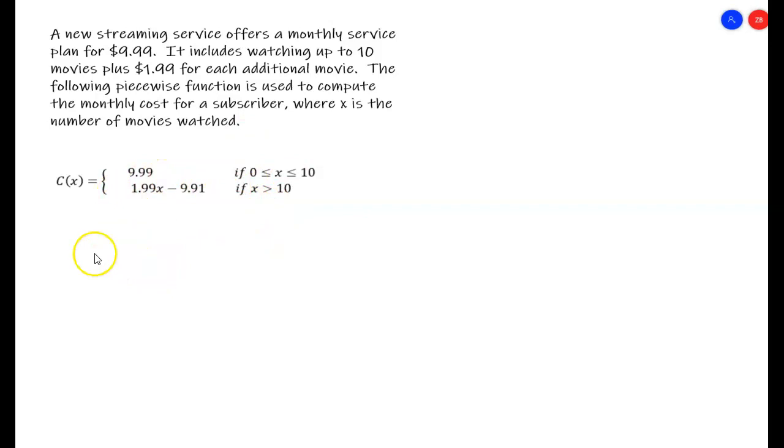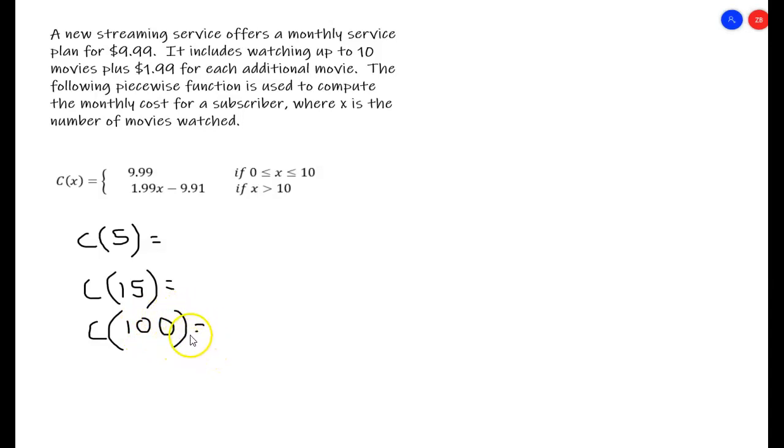So let's look at a couple of questions. So what's the cost? And this is a cost function there. We use a C. If I watch 5 movies, what's the cost if I watch 15 movies? And what's the cost if we're in quarantine and I somehow watch 100 movies? That's like a little over 3 movies a day, and that's all I'm doing. And I'm probably going to get a big fat bill at the end. So let's see how we use this cost function here.